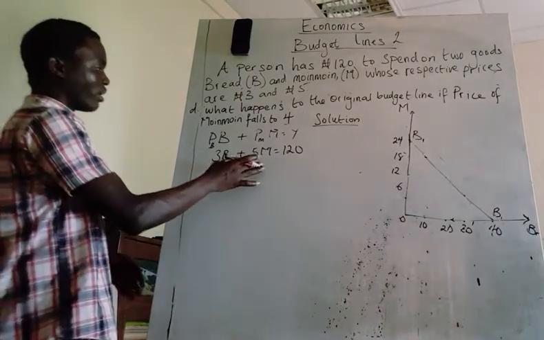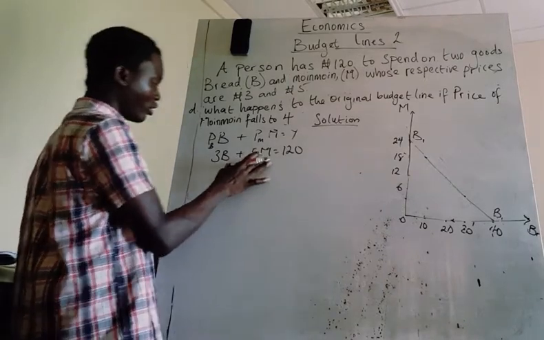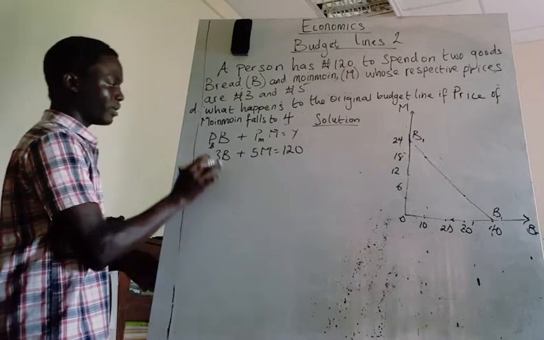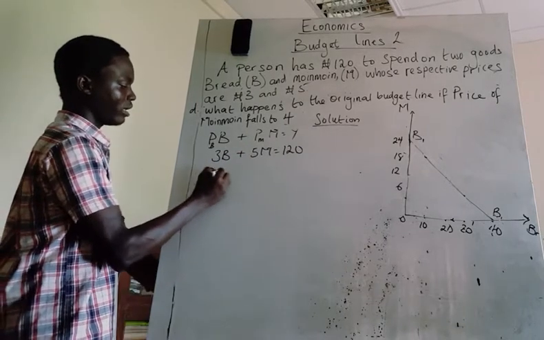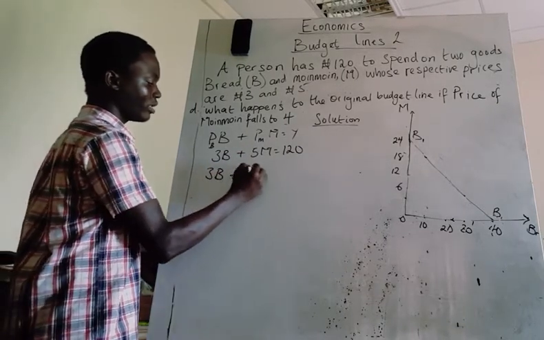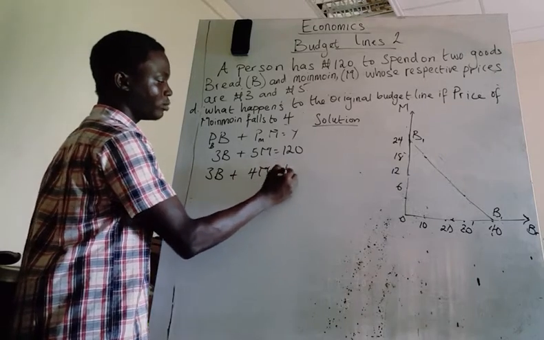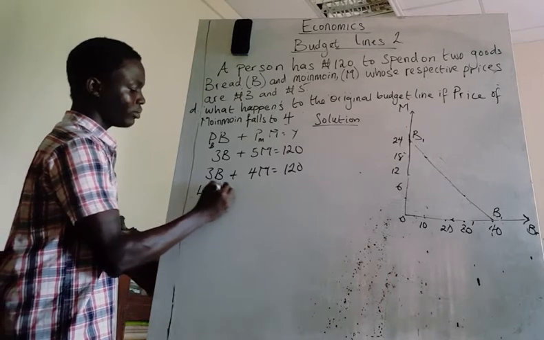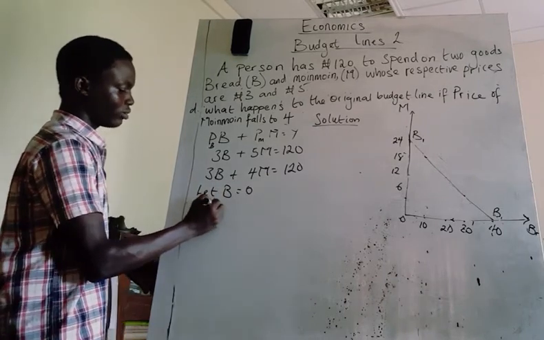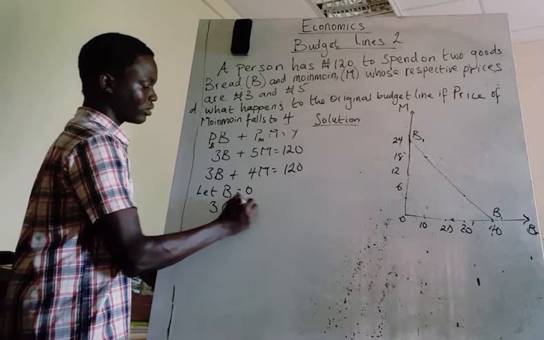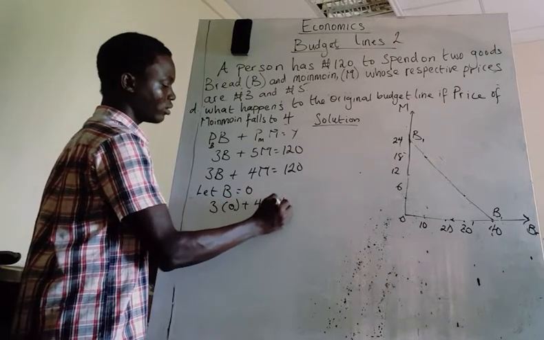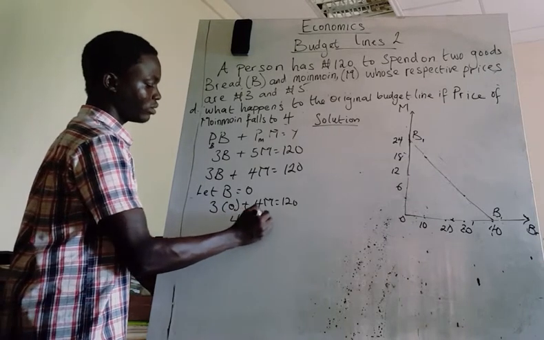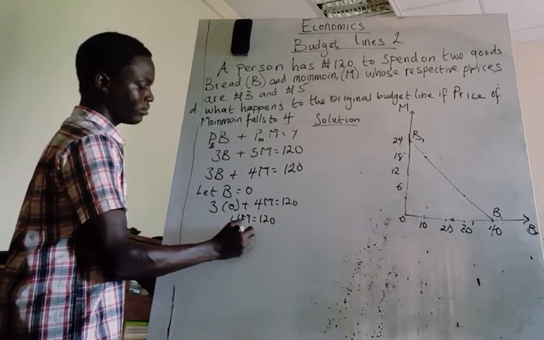All right, so this was our initial budget function when the price of bread was 3 and the price of moi was 5. Now the price of bread is still 3, then the price of moi is now 4. So moi is now relatively cheaper than what it was before. So we do the same thing. Let b equal 0 in such a way that we now have 3 into bracket 0 plus 4m equals 120. So 4m equals 120 and m equals 30.